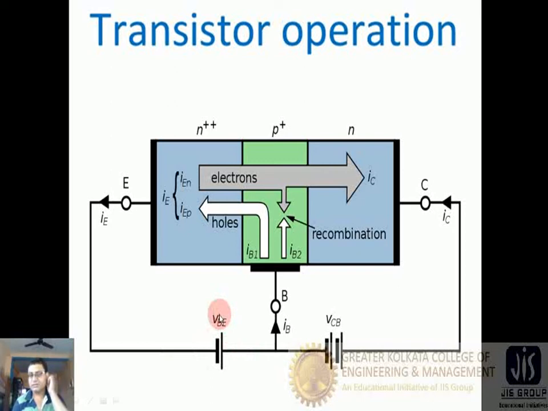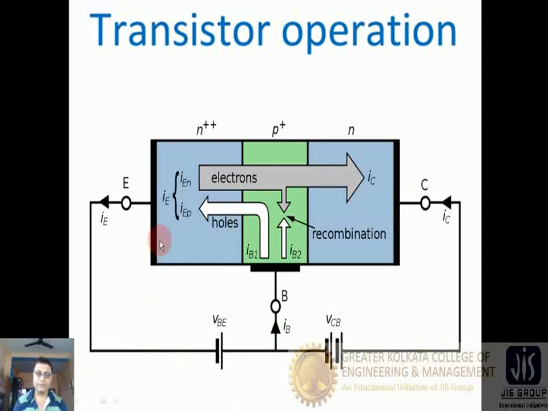The emitter base junction should be forward biased and the collector base junction should be reverse biased. It is the key criteria to get a proper transistor action. To make this emitter base junction forward biased, we have to connect the N emitter with the negative terminal of the battery, and we have to connect the P base to the positive terminal of the battery.